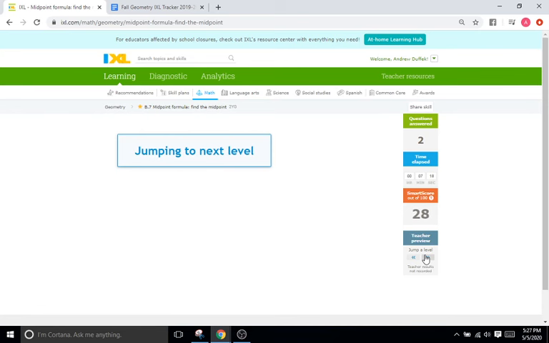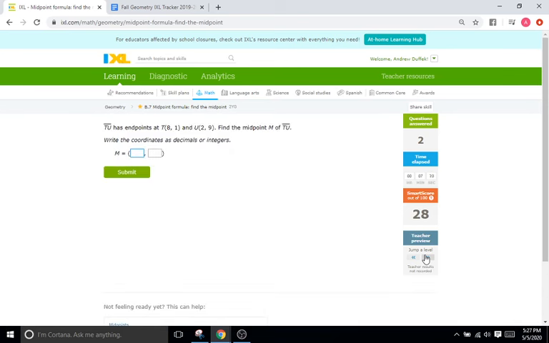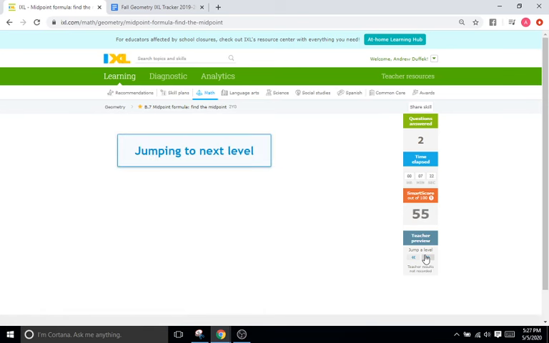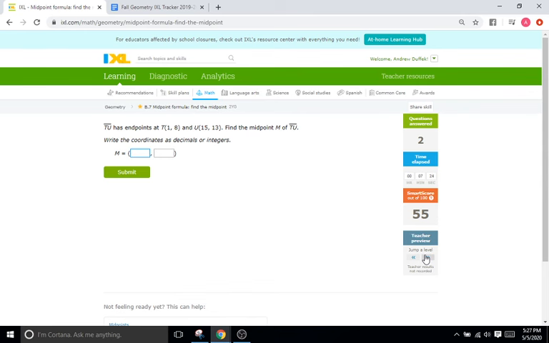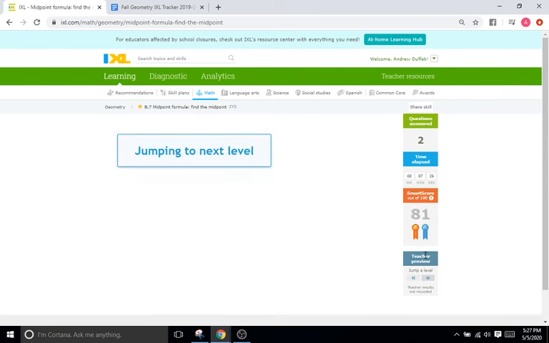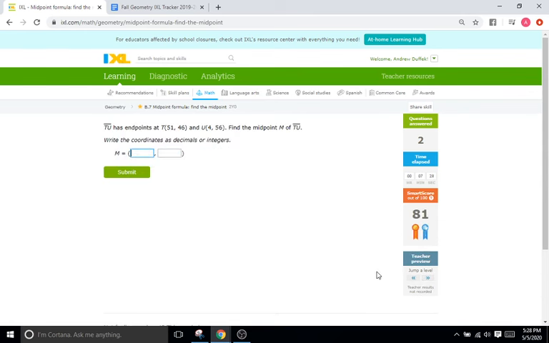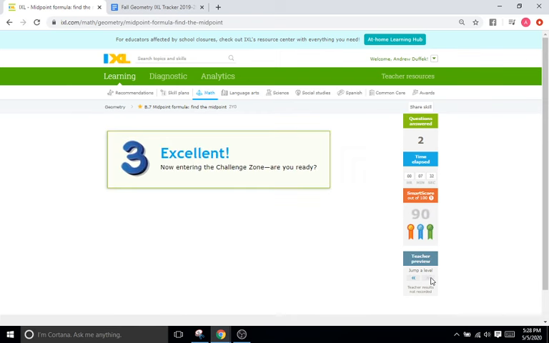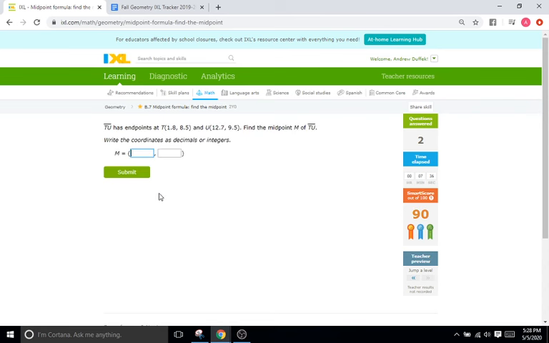Okay, same deal with the next problems, except the numbers are larger. And once you get to 90, it's the same exact thing, except now you're going to be using decimals. So just practice using decimals.